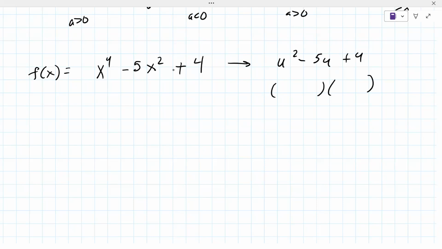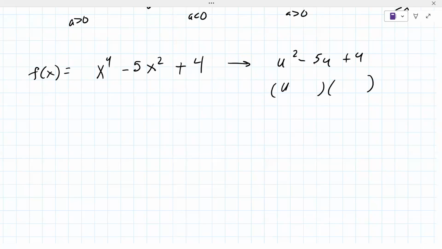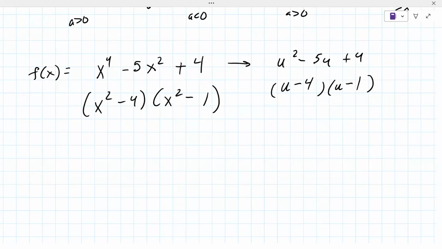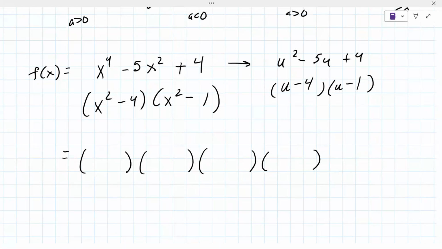Do we find two numbers that multiply to +4 and add to -5? Exactly, yeah. That's u minus 4, u minus 1. Right, so this becomes x squared minus 4, x squared minus 1. And the reason this is useful is it's difference of squares. Do you know what that becomes?